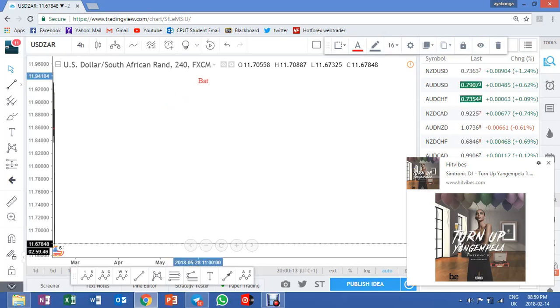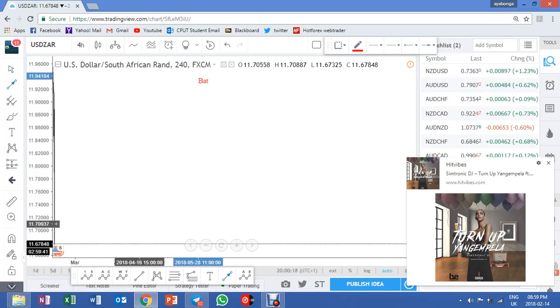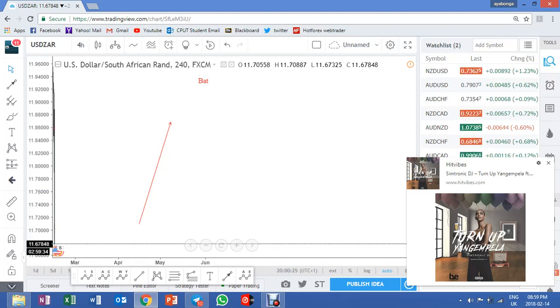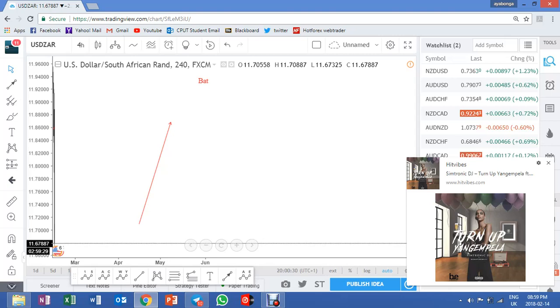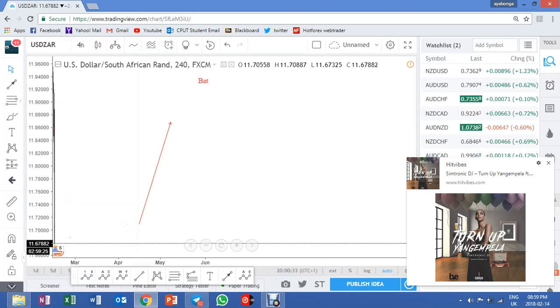This is how we draw it. You've got your leg XA, you see? And then you use this tool, the Fibonacci retracement tool. This is your Fibonacci retracement tool.